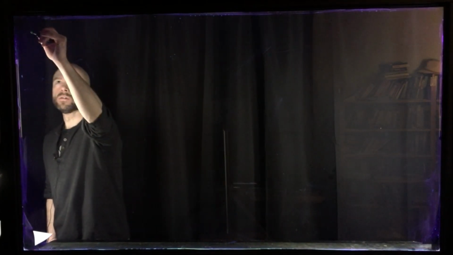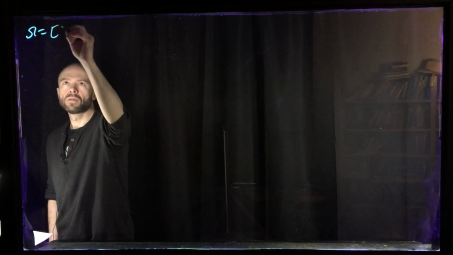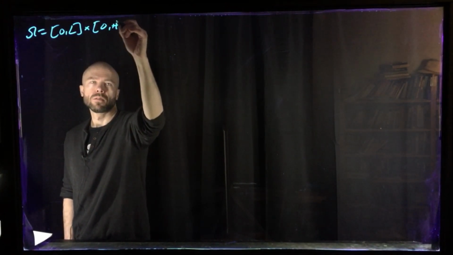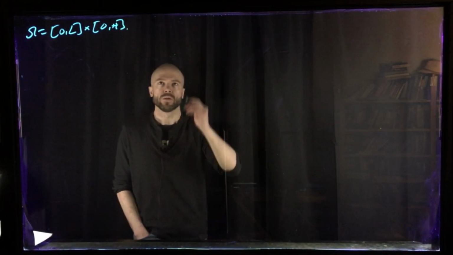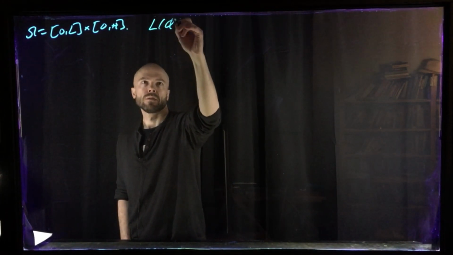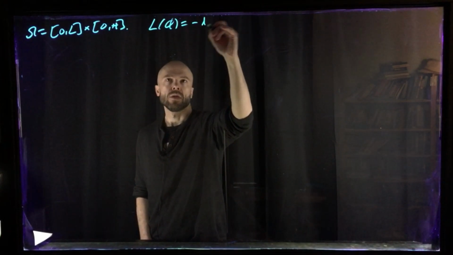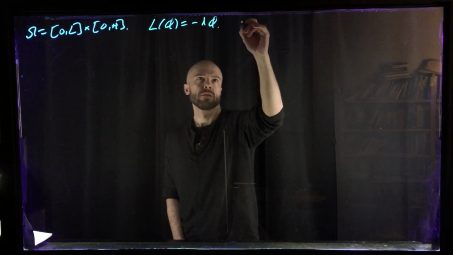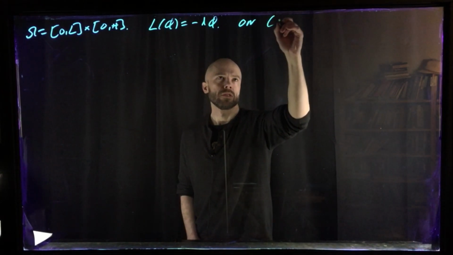Okay, so omega again is this rectangle. And we are trying to solve this eigenvalue problem with this, this is our space.